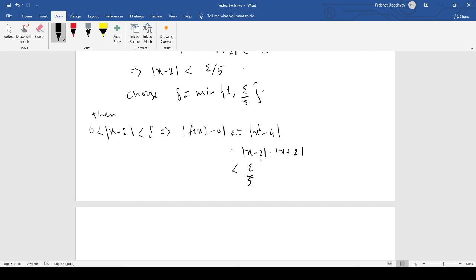And since mod x minus 2 is less than 1 also, you will have mod x plus 2 is less than 5, because when we assume mod x minus 2 is less than 1, we got mod x plus 2 is less than 5, and this is equal to epsilon. So if you choose your delta equal to minimum of 1 and epsilon upon 5, 0 less than mod x minus 2 less than delta will imply mod of f of x minus 0 is less than epsilon, and that proves that limit of f of x as x tends to 2 is equal to 0.